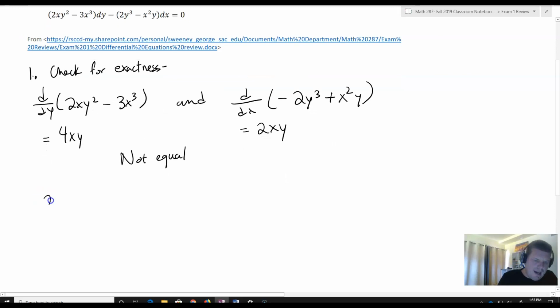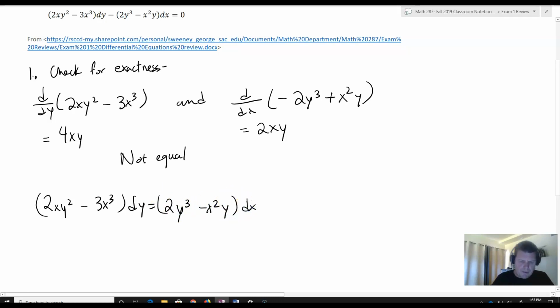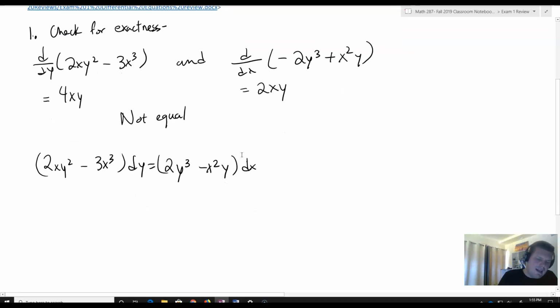So I've got now 2xy squared minus 3x cubed dy equals, okay, if I just move the other side, 2y cubed minus x squared y over dx, excuse me, okay? And the reason why I'm looking at this is I noticed that my highest degree for x is x cubed, my highest degree for y is y cubed, okay? So that might actually indicate to me that I might, in fact, be able to divide by some power of x to allow me to do some change of variables. So that actually is kind of a handy thing to do. So let's see what we got.